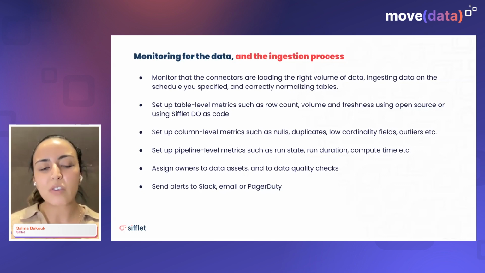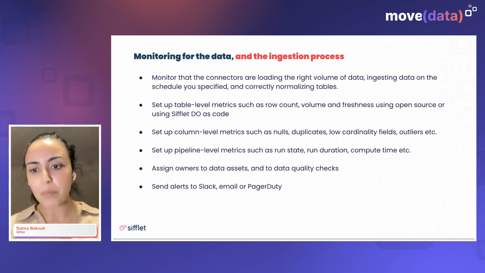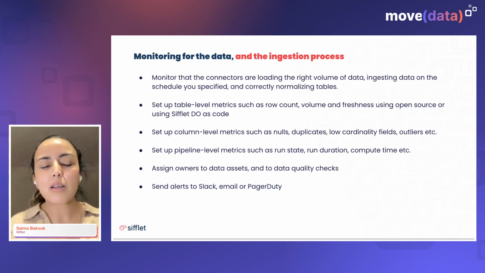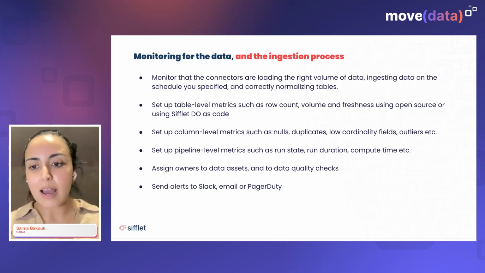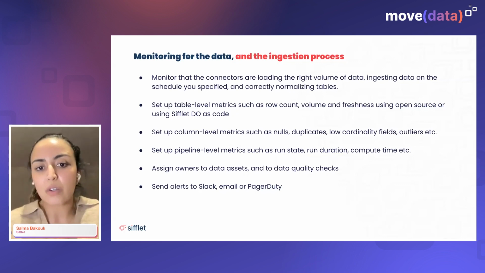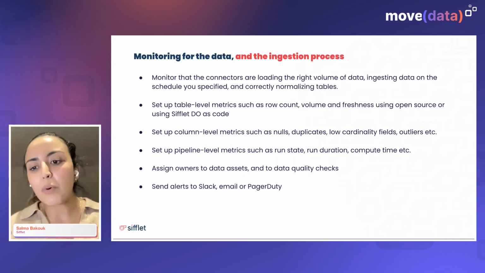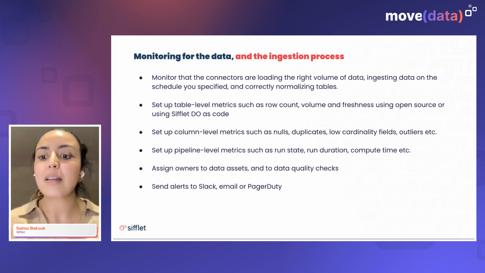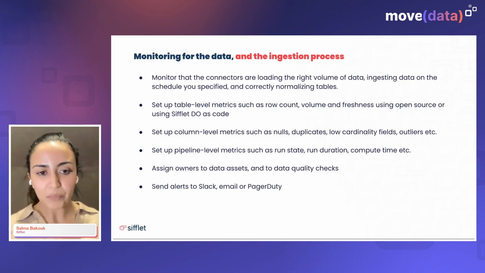And here you can set up checks to look for null, duplication, low cardinality fields, outliers, etc. And finally, and this is the most crucial part, you want to set up pipeline level metrics to make sure that your ingestion process is actually robust, because it doesn't matter if you're keeping an eye on the quality of the data assets that you're ingesting. That's actually better than nothing. But more importantly, you want to make sure that your ingestion process is not breaking and that actually the pipelines are performing in the way you expect them to perform.